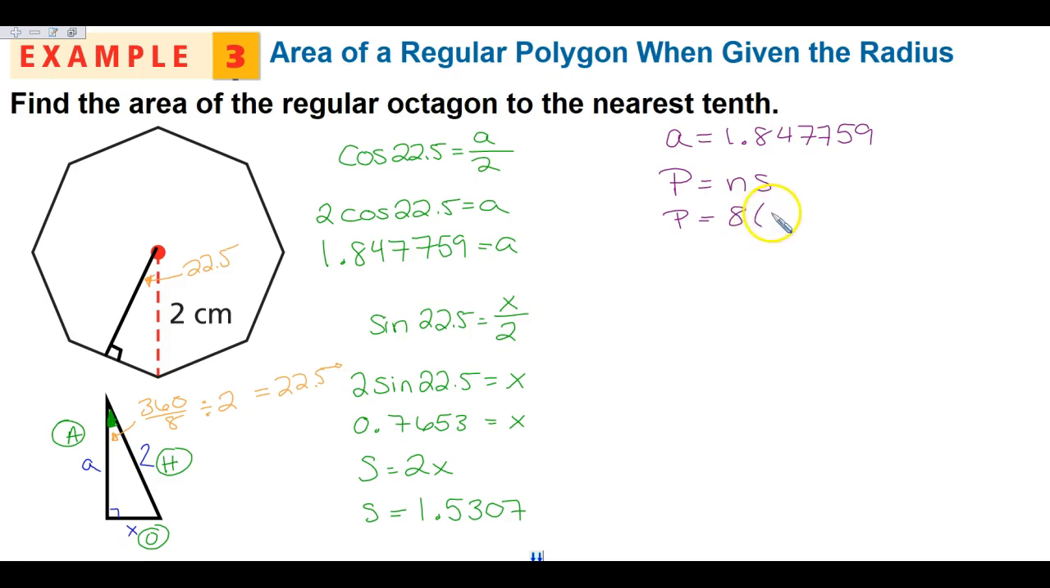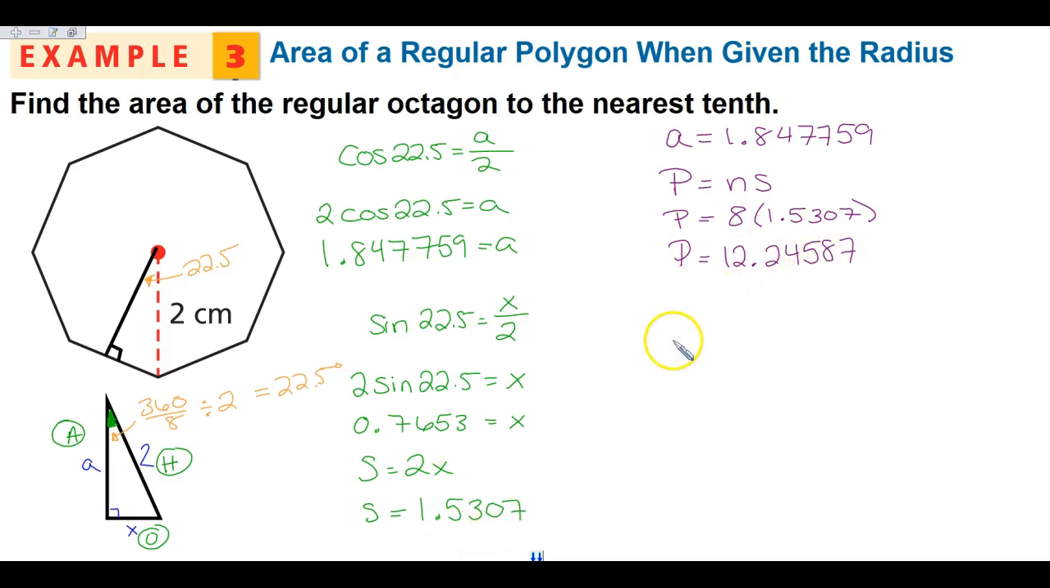Because now we're going to take that 1.5307 and whatever else is there, and we're going to multiply it times 8. And then we're going to leave that number in our calculator, and we're not going to take that number out. So that's going to give me 12.24587, and that is my perimeter right now.